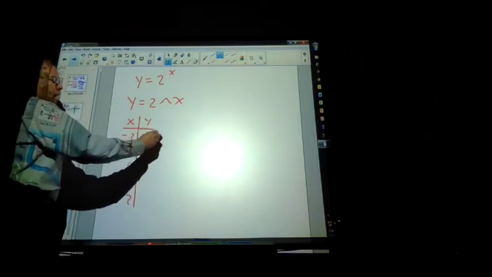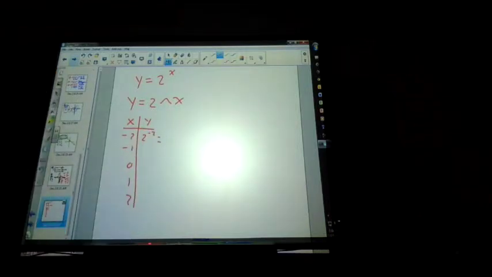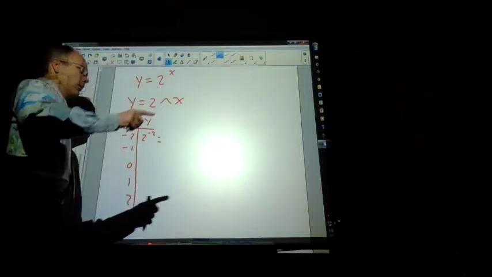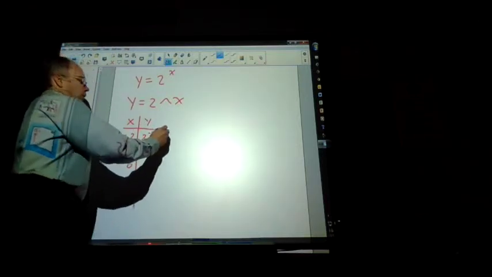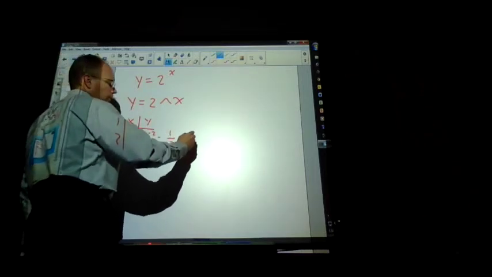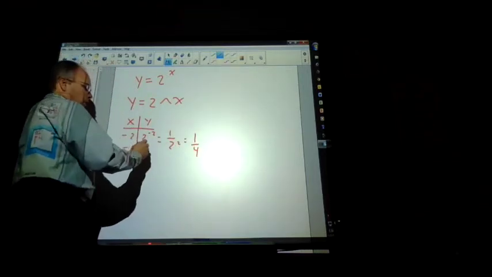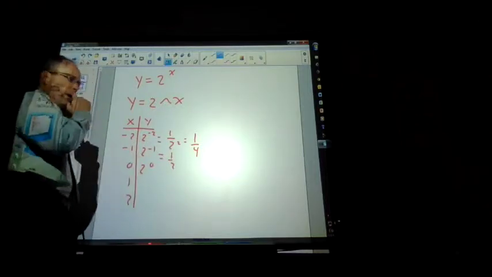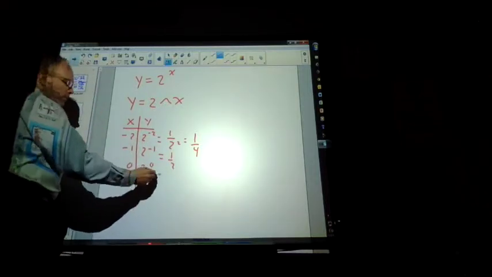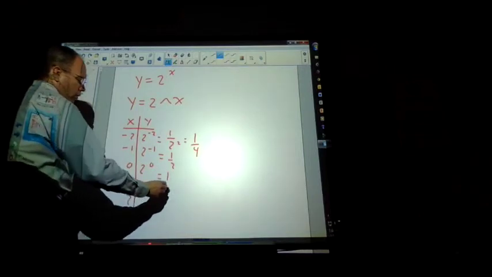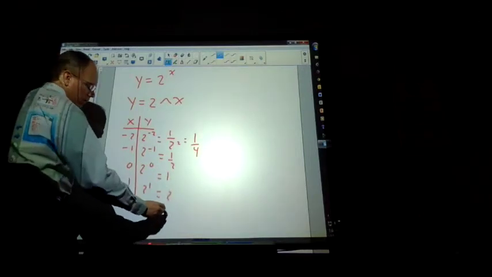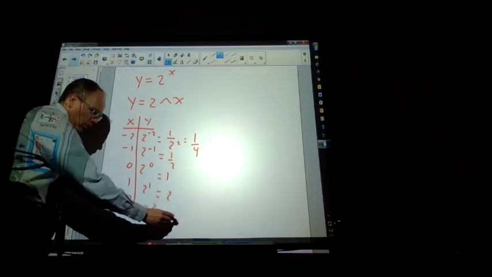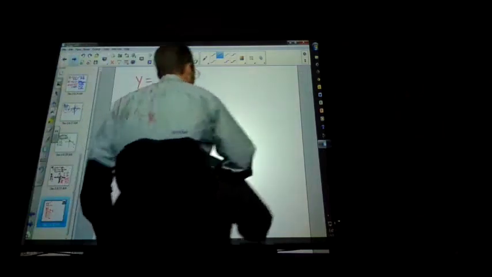2 to the negative 2 power is the same thing as what? 1 over 2, squared. 1 over 2 squared, which is 1 over 4. And then this one is 2 to the negative 1, which is 1 over 2. What is 2 to the 0 power? 1. Good. 2 to the first is 2. 2 to the second is 4.